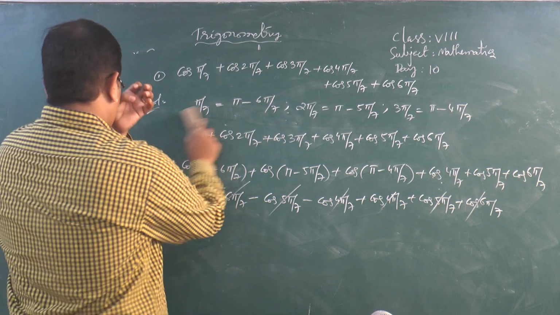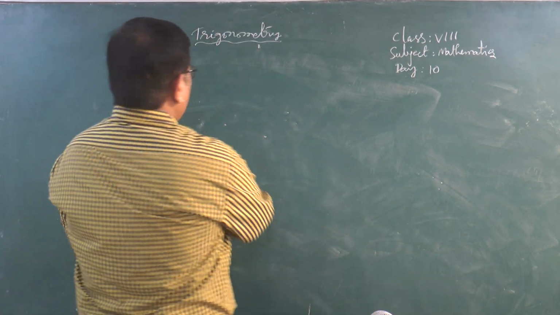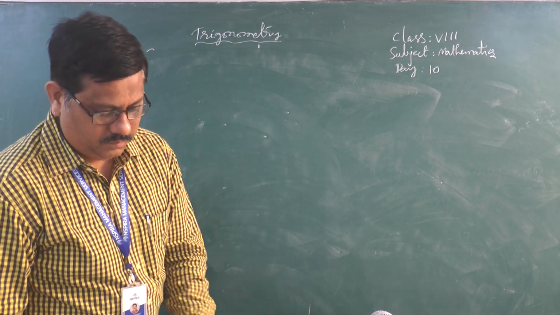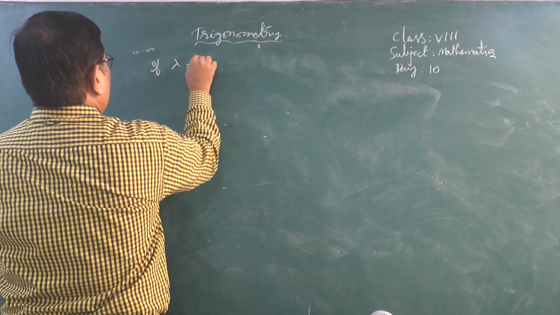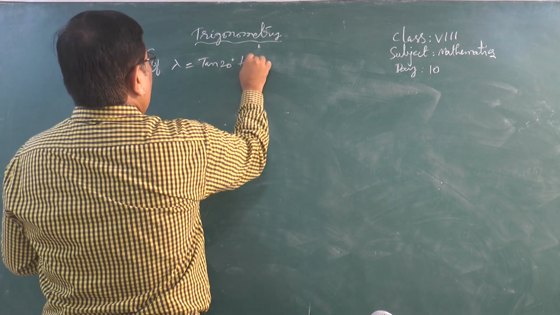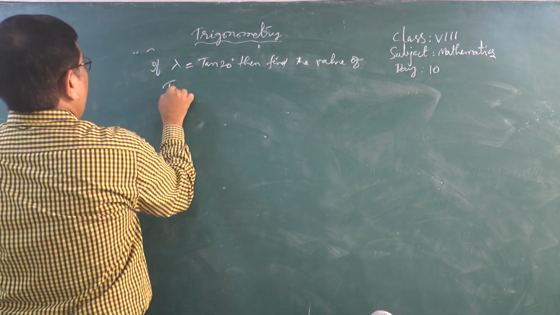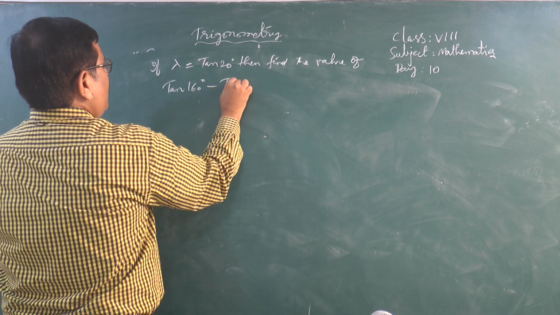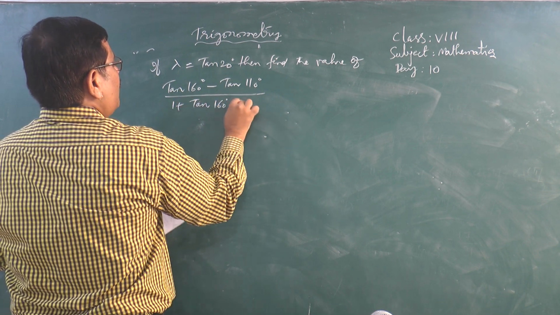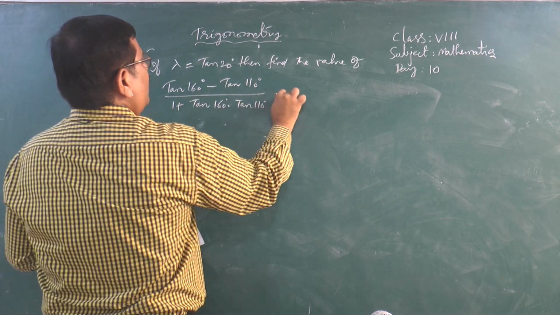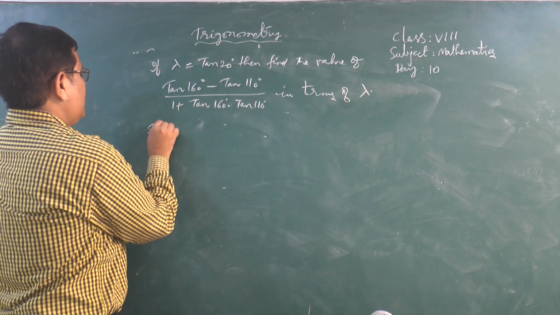Now let us do one more question. The next question is: if lambda is equal to tan 20 degrees, then find the value of tan 160 degrees minus tan 110 degrees divided by 1 plus tan 160 degrees into tan 110 degrees, in terms of lambda. So the answer we have to give in terms of lambda. Fine, let us see this.